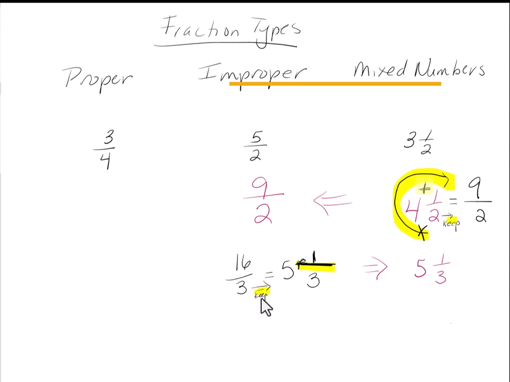Last but not least, anytime you get an improper fraction that divides out evenly, you will get a whole number. And that will be the number you do your math with. Also, if you have a whole number, you make it into an improper fraction by always putting it over 1.